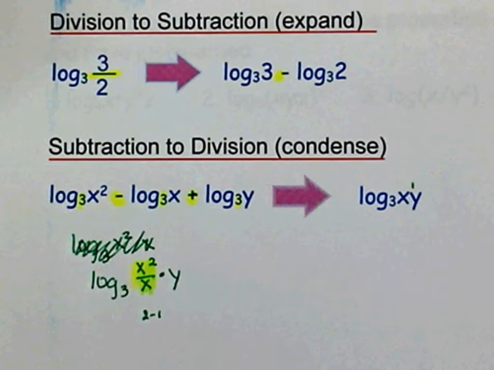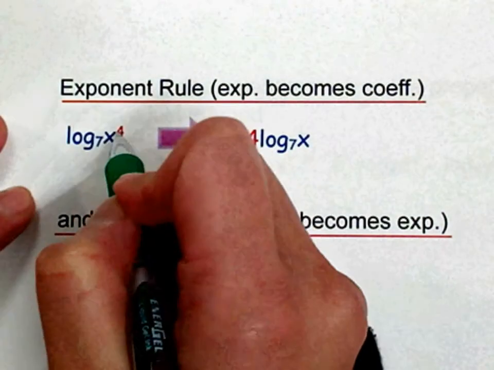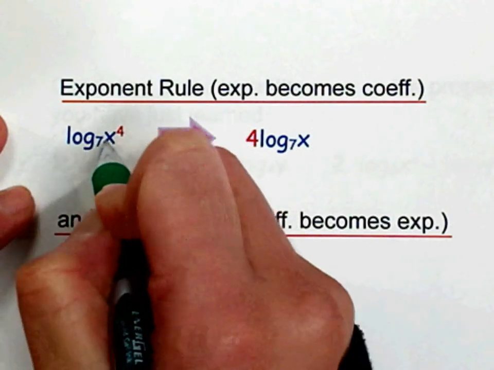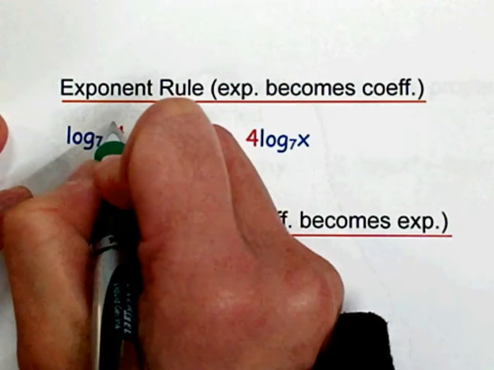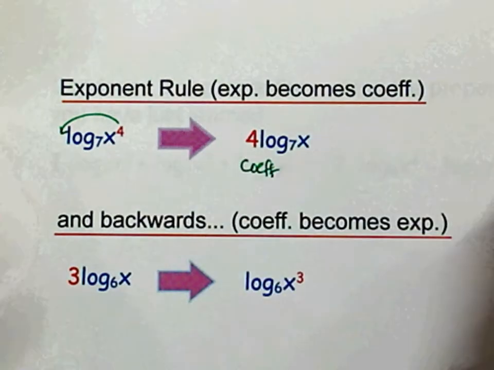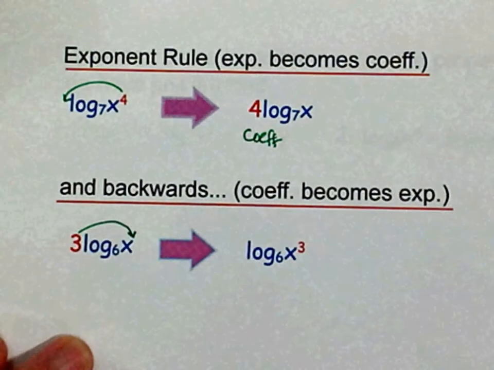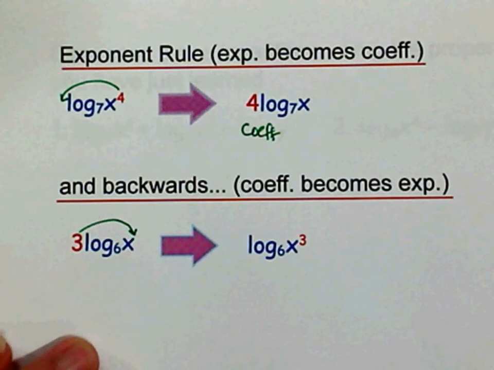Here are some exponential rules that you need to be aware of. You see this 4, log base 7 of x to the 4th. You move it to the front and it becomes a coefficient. Okay, and that's going to come in handy later on. And you can also go in reverse. The coefficient can become your exponent. Okay.